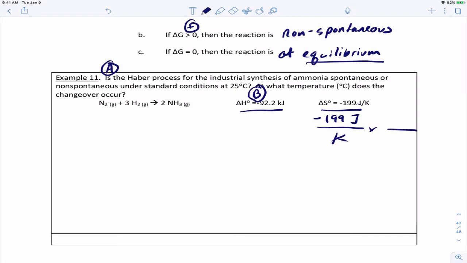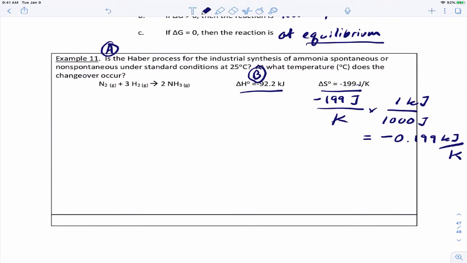What I'm going to do is convert this to kilojoules. So we've got 1,000 joules per one kilojoule. That should give us a value of negative 0.199 kilojoules per Kelvin. Okay, so we've got that value.